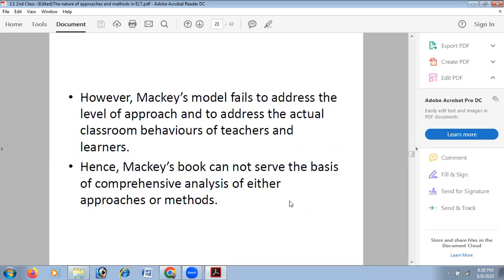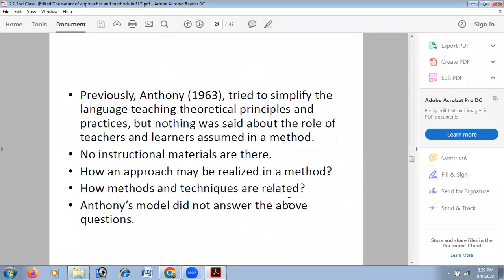However, Mackey's book served the material. What should be done in case of English language teaching? Anthony, in 1963, tried to simplify the language teaching theory.